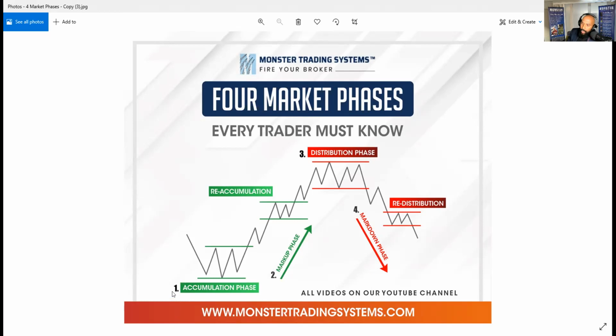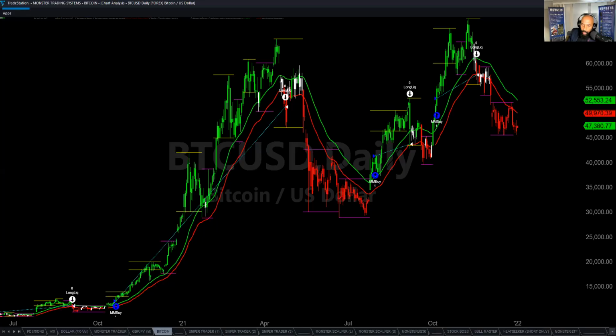Let me repeat that. 1, accumulation, 2, markup, 3, distribution, and the 4th is the markdown phase. Within the markup phase, we've got reaccumulation, where we can add to our position, and then redistribution to the downside, where we could add to our position to the downside or just wait. This is the 4 market phases that every trader must know. What we have done with automated trading systems is the same thing. We incorporate the 4 market phases, but guess what?